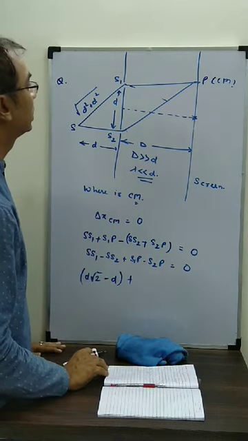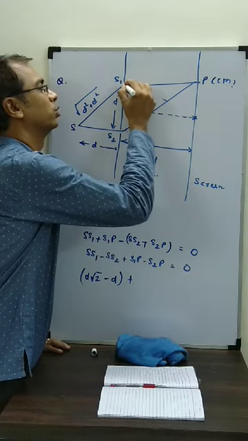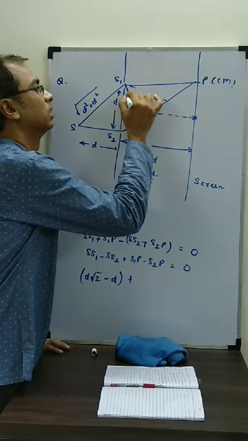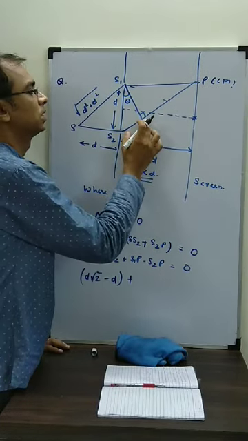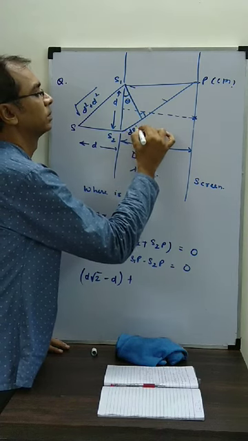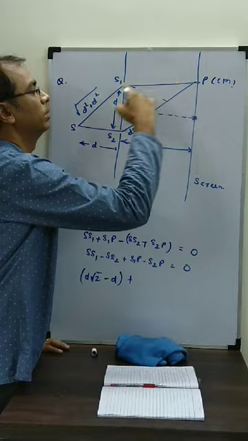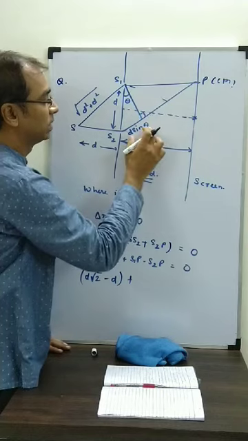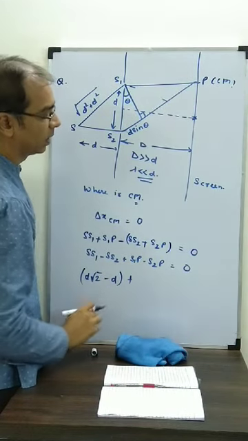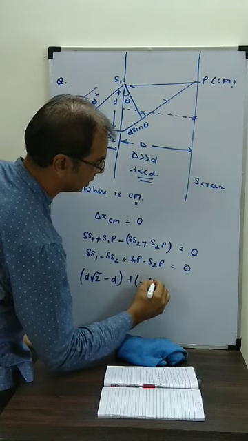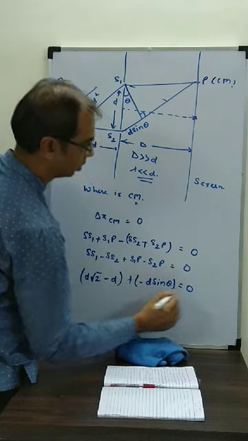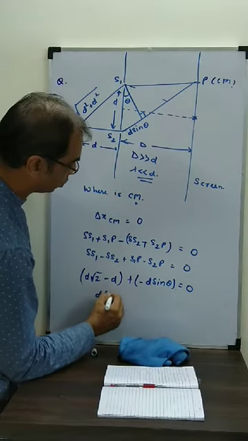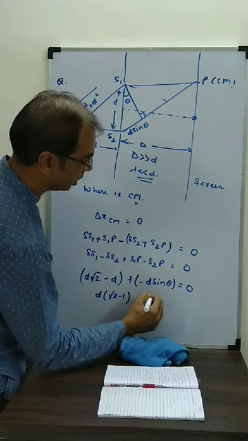Now S1P minus S2P. What we can do is what we used to do: drop a perpendicular from here to this one. Say this is theta. So S2P minus S1P is d sine theta. Since what is written over here is S1P minus S2P, I can write minus d sine theta equal to 0. Taking d sine theta to that side, D into root 2 minus 1 equals d sine theta.